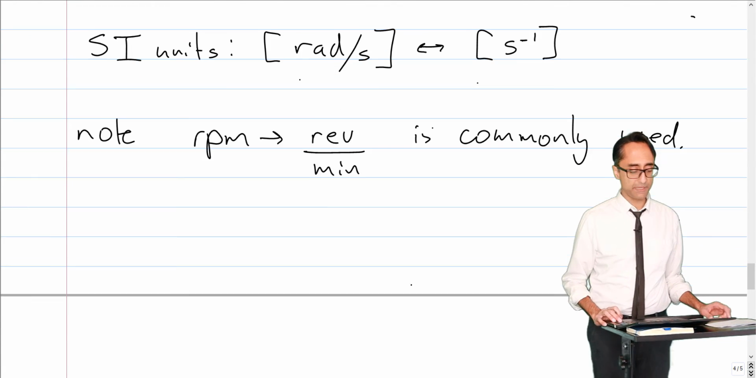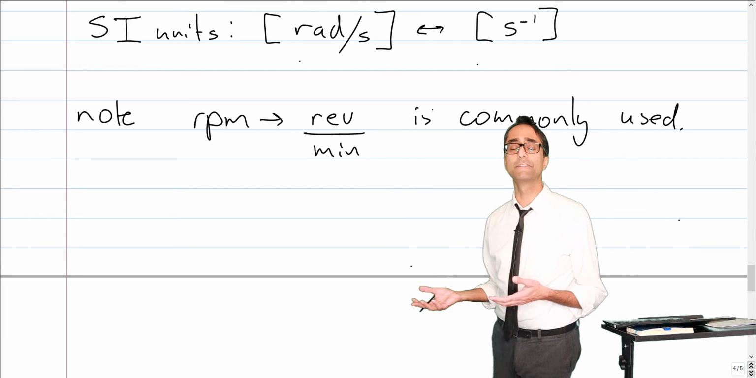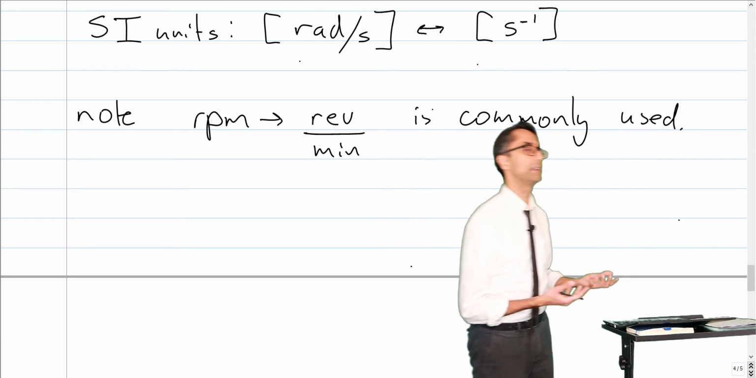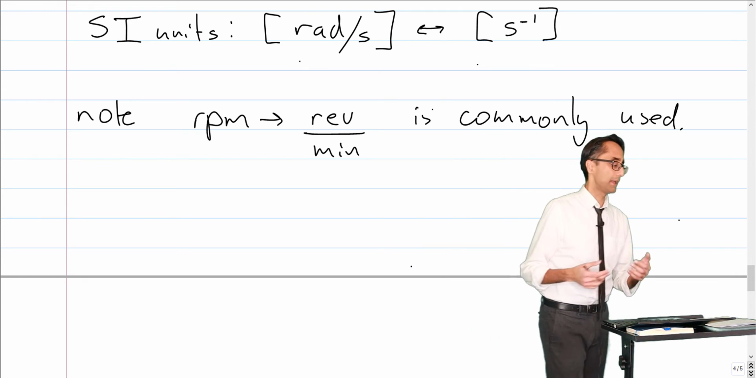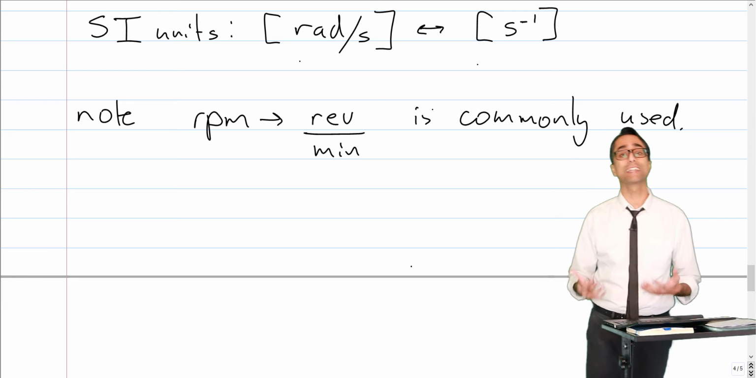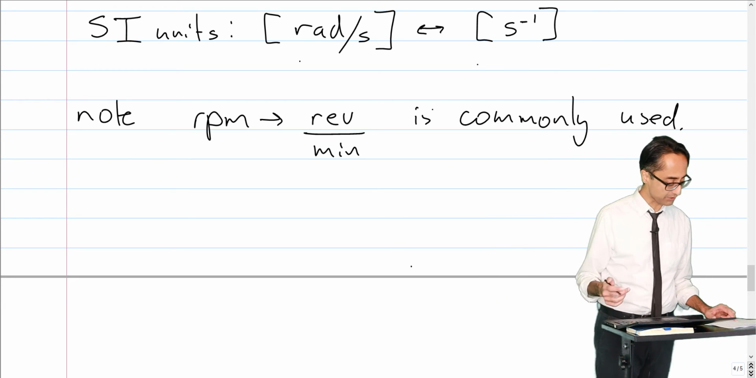And so what we need to be able to do is to go between the two of them. Sometimes we're going to give values in RPM, sometimes in radians per second. If it is given in revolutions per minute, it's almost certain you need to convert it into radians per second to do your mathematics. So how does one do that?